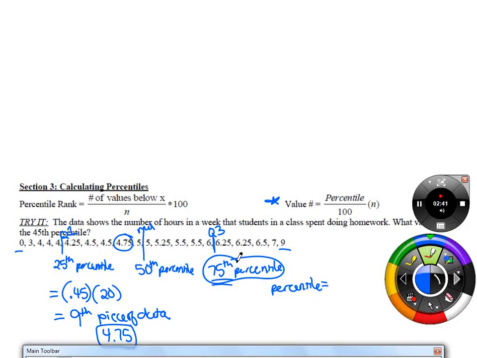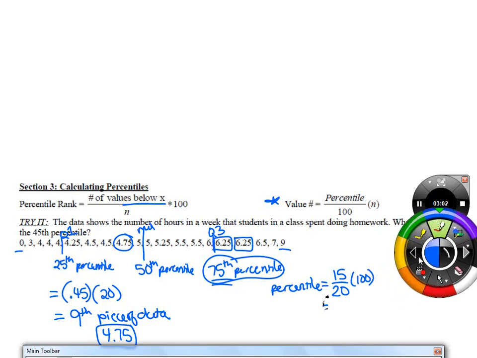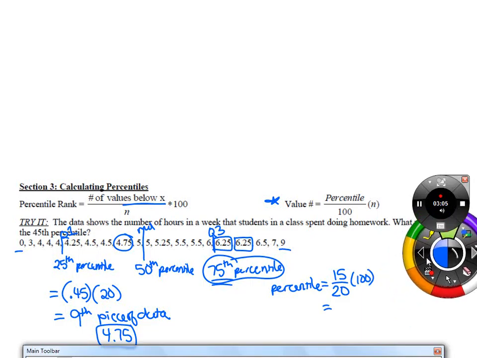Let's say we want to verify that and say, what percentile is 6.25? Okay? I know there's 2 of them, but we want to count the number of values below the data. So below the data, there are 15 pieces. So there are 15 out of 20 pieces of data that are below 6.25. That will give me a decimal, and I'm going to times that decimal by 100 to see it as a percent and know which percentile I'm talking about.